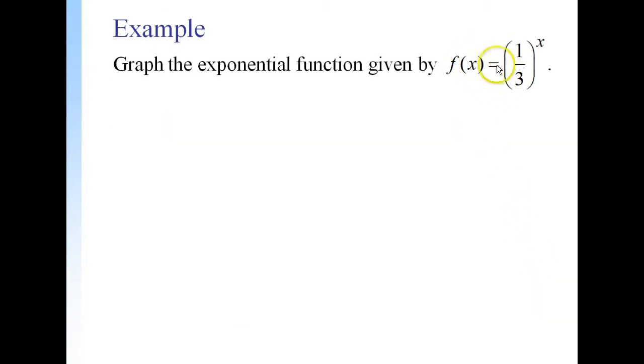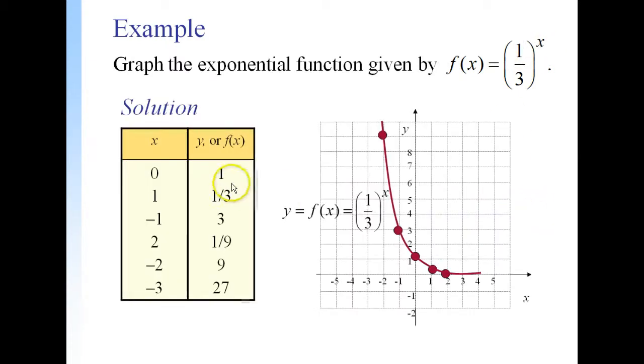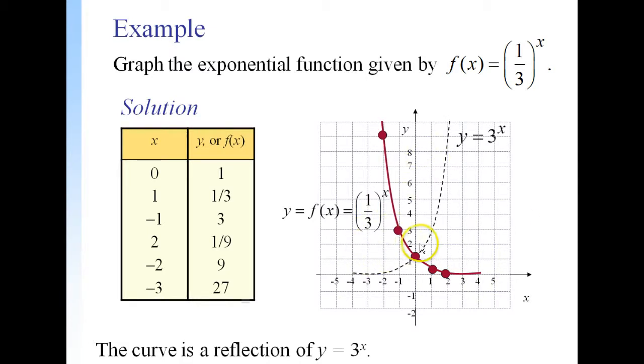Now, the reciprocal of 3 is 1/3. And if we raise 1/3 to various powers, notice what happens to our graph. Our points are just the reciprocals, and the graph looks like so. Now, if we put both curves on the same graph, we then see sort of what's going on here.